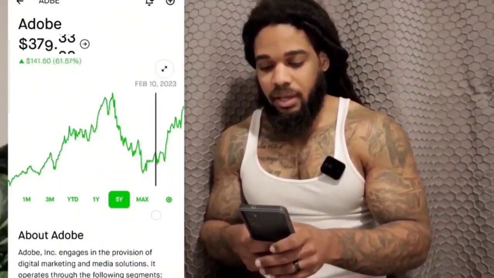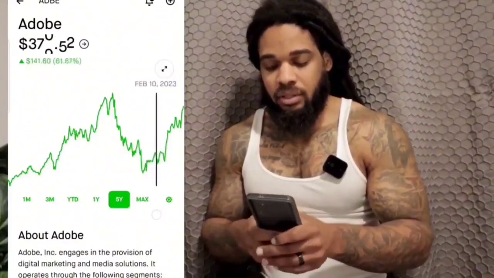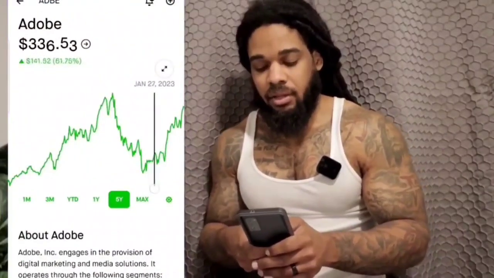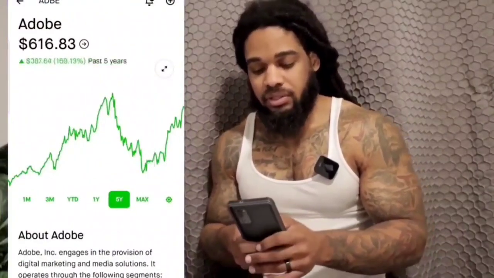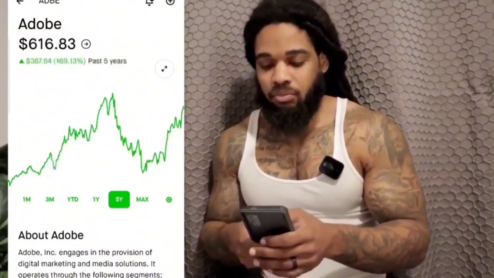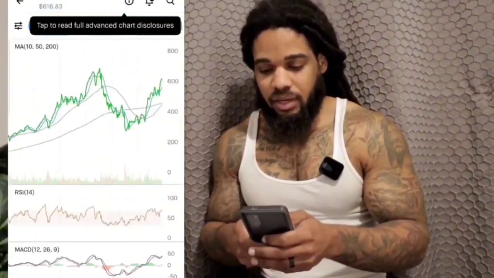So when I saw it came down on February 24th, I was like, man, it hasn't been at this level in a long time. So I use support and resistance, guys. In the Robinhood app, it's more challenging to draw support and resistance lines and stuff like that.